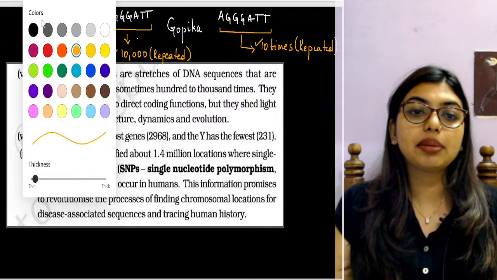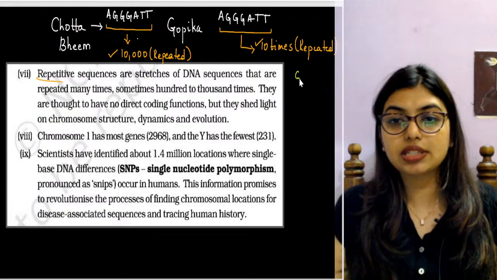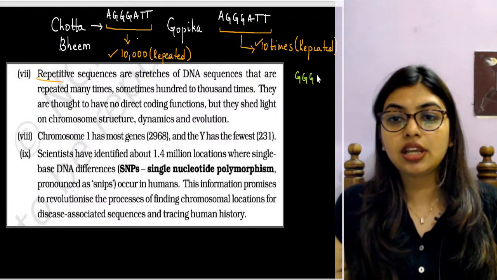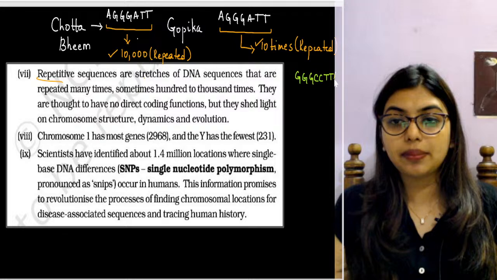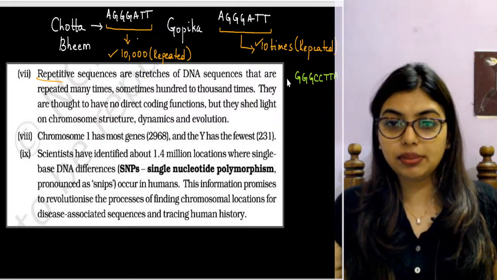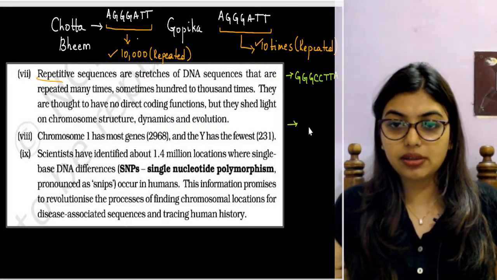But at the same time, maybe there's another sequence, like G, G, G, C, C, T, T, A. And let both Chota Bheem and me have this sequence.